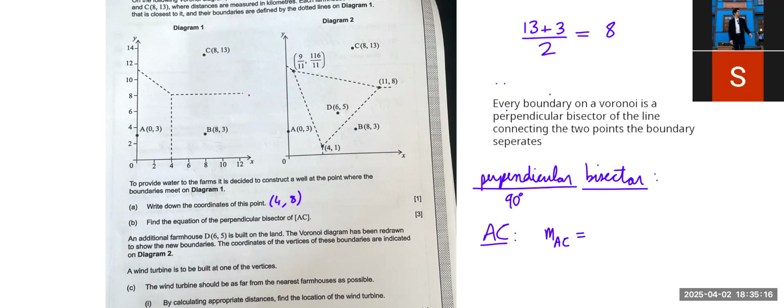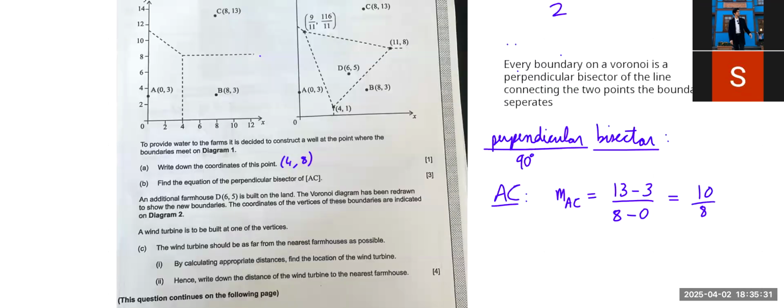Just do y2 minus y1, so 13 minus 3, divided by x2 minus x1, which is 8 minus 0. So 13 minus 3 is 10, over 8, so whatever that is. That's the slope of your AC.